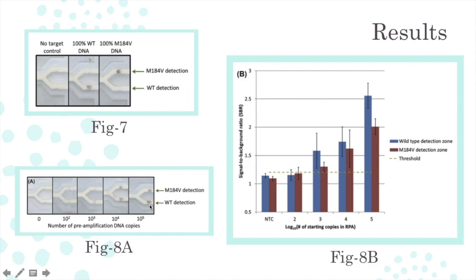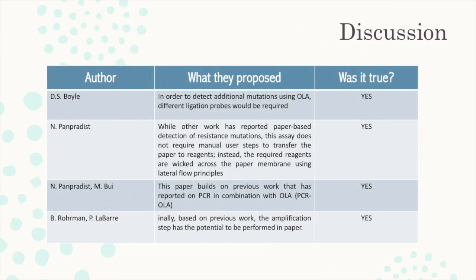Here we see that the result depends on the concentration. When we have nothing, we must not see a color change. When we have a little bit, we should see a little bit of color. And when we increase the concentration, we should see an increase in intensity of the color, and that is what we see here. The graphic shows that the signal to background ratio is proportional to the amount of DNA of each detection zone. So this is what some authors proposed, and it was accomplished in the article.